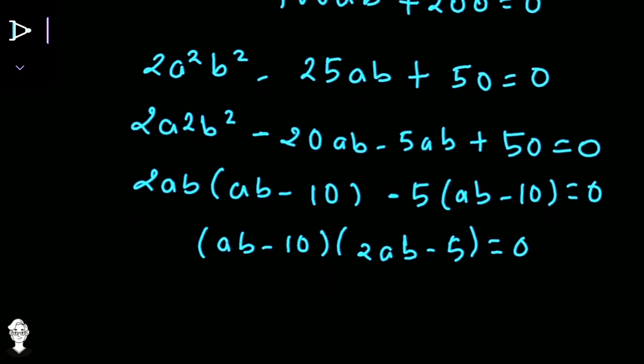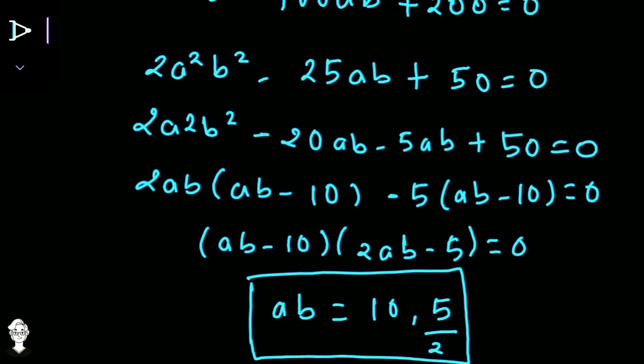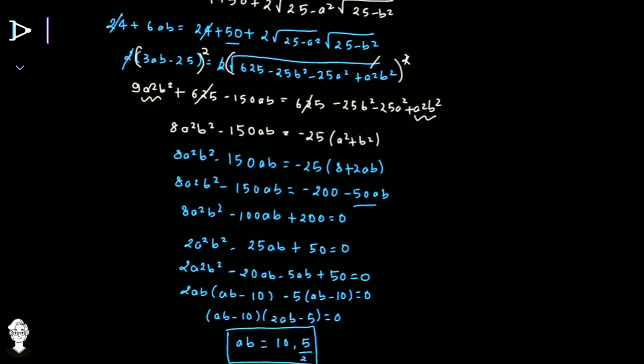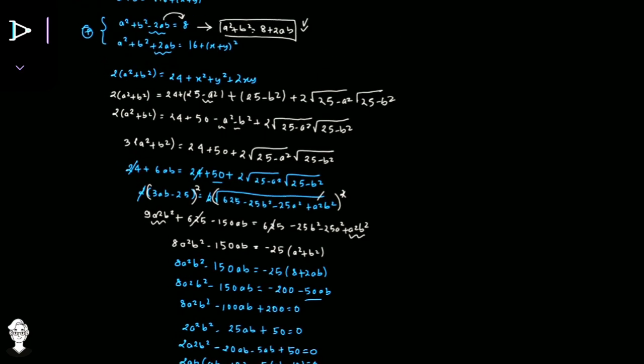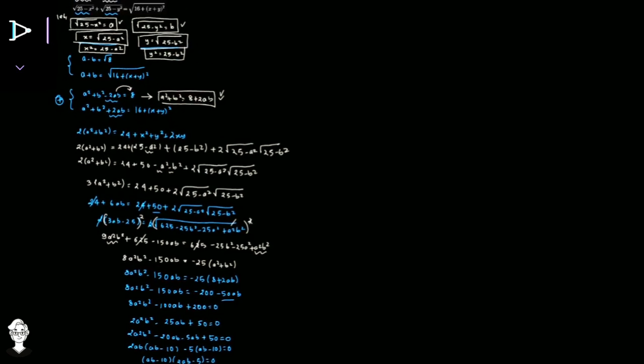So the value of ab we obtained is either positive 10 or else 5 upon 2. Yes, either 10 or else 5 upon 2. This is the value of ab. And why have they got positive? Because x and y, both of them were under root. So the value of ab we obtained is going to be positive, so it's right.